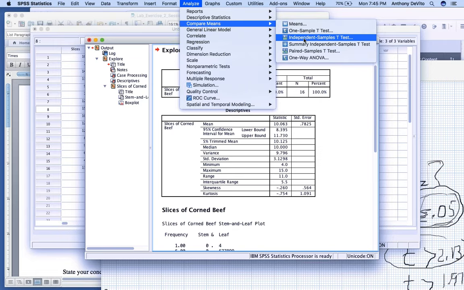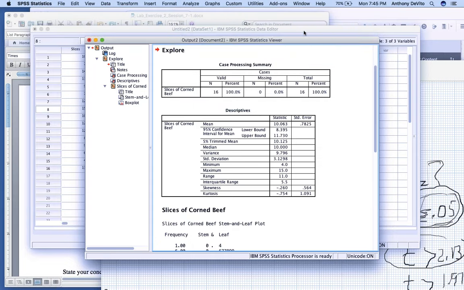So if we had sampled 16 restaurants in New York, 16 in Boston, that would be independent samples, right? But we're doing a one sample t-test. We sample New York and we're comparing it to a known value in Boston. That's a one sample t-test.